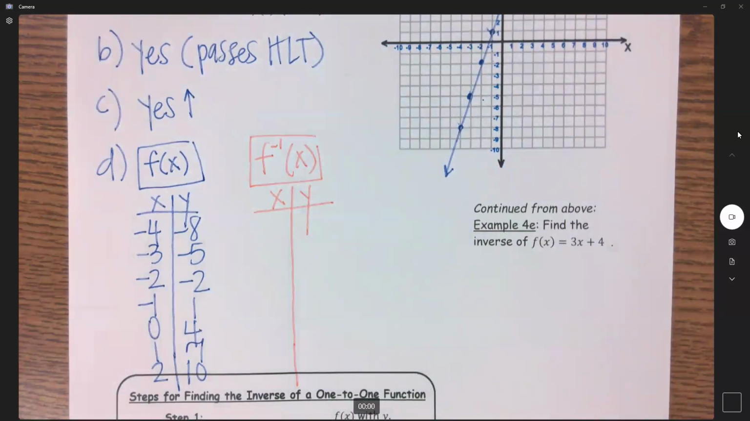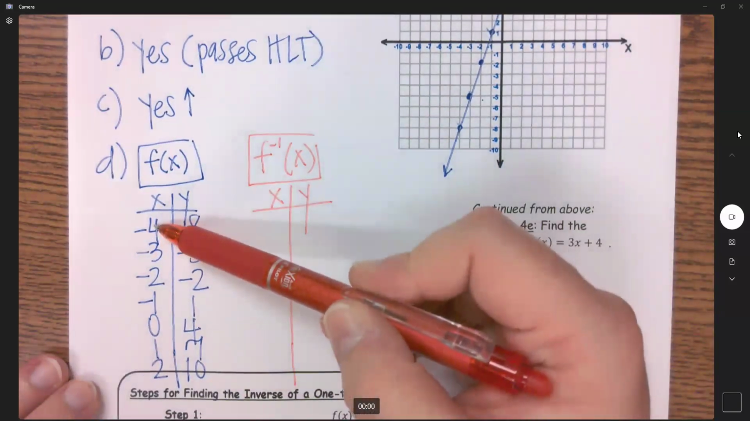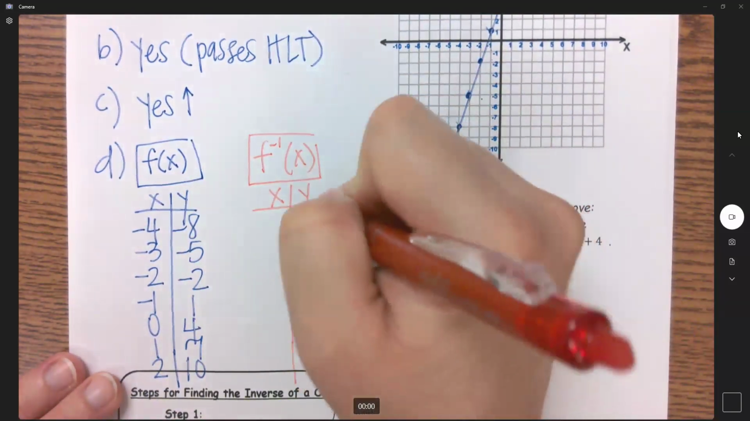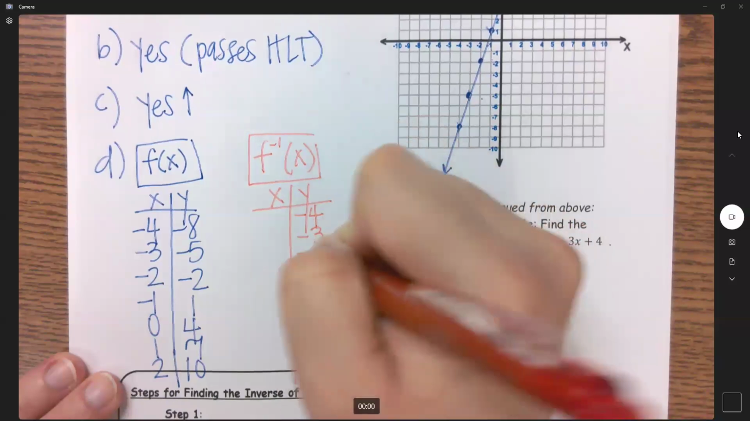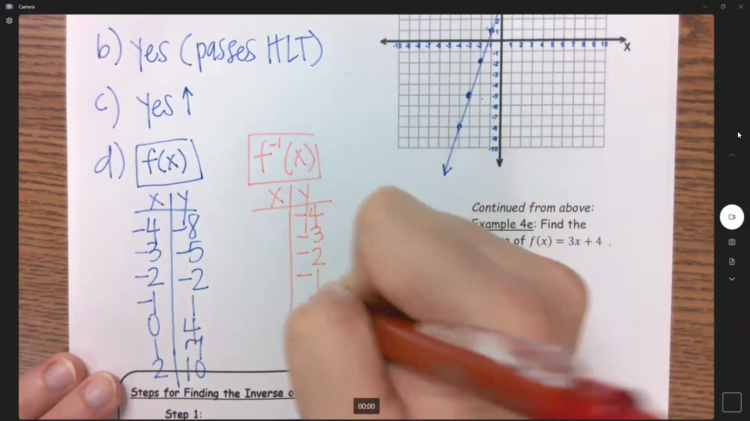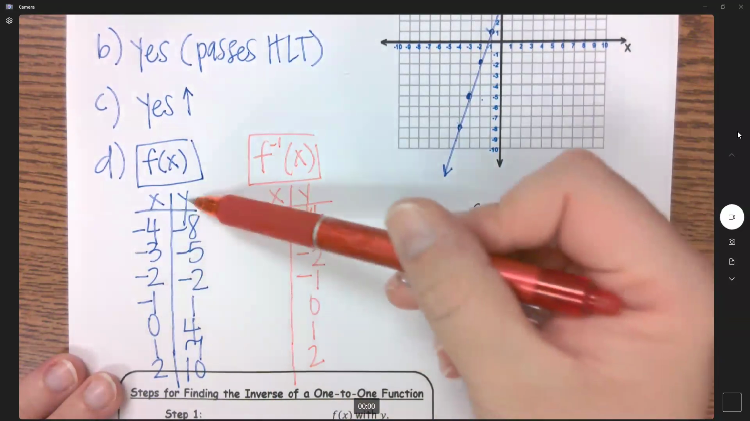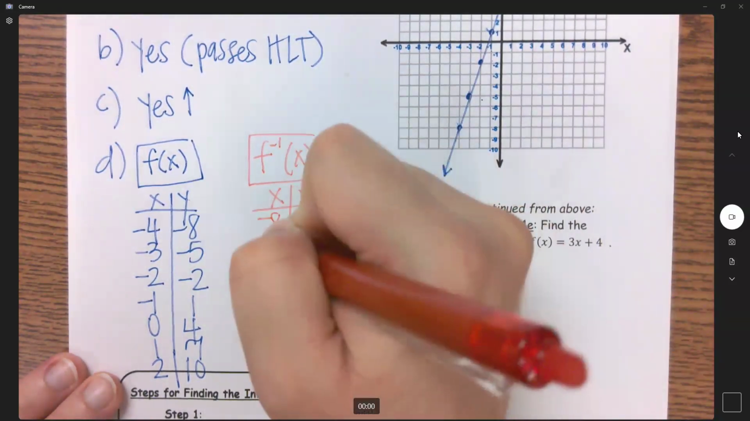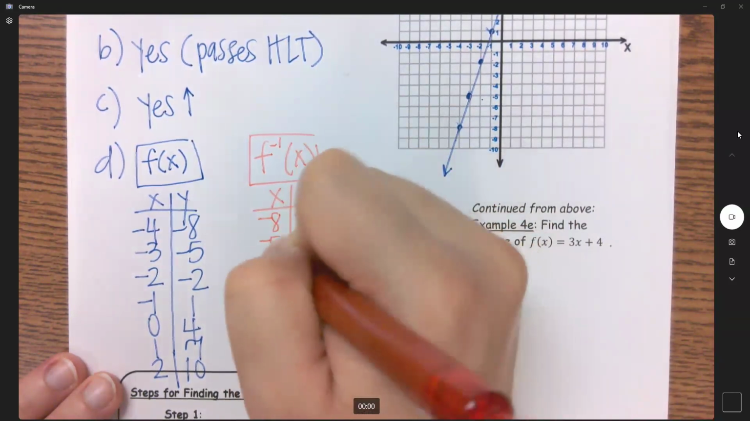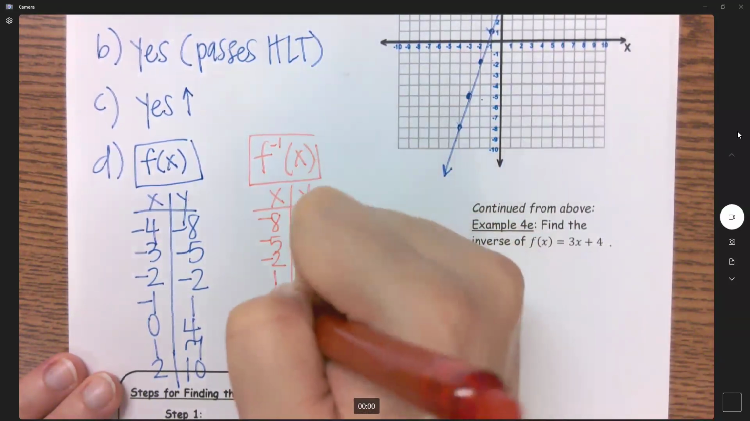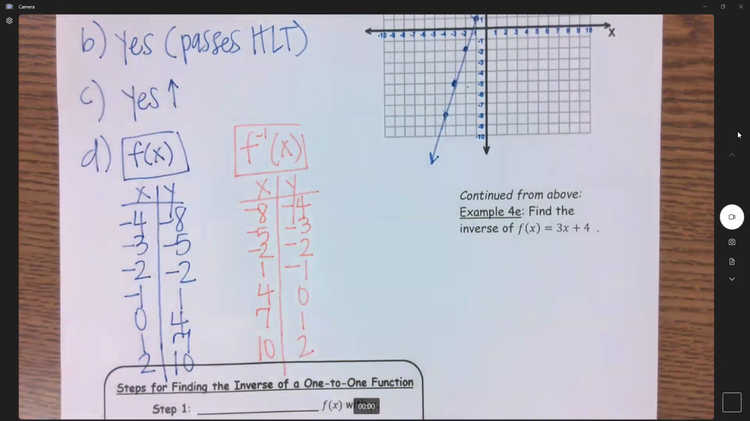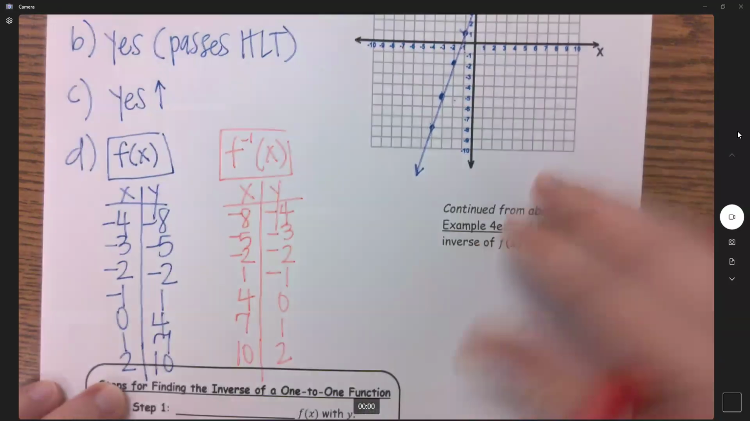And now for my inverse function, I'm going to switch my x and y. So this 4 through 2 was on my x. Now it's going to be on my y. And then my y column will now become my x column. Okay, and now I'm going to plot these 7 ordered pairs and connect them on my graph.